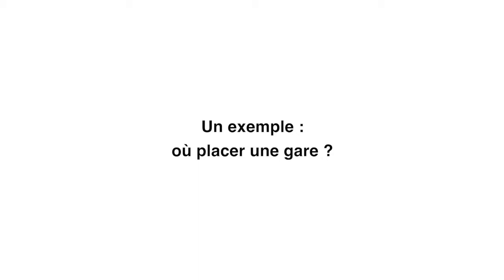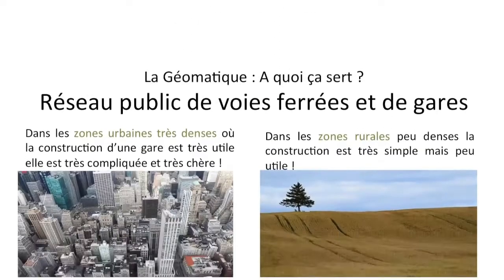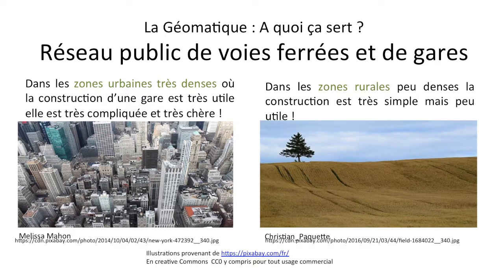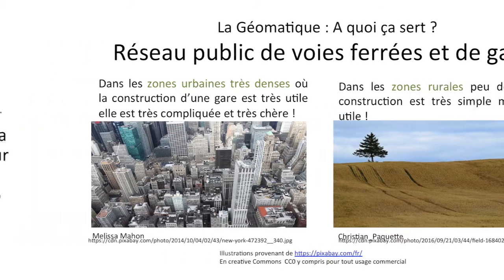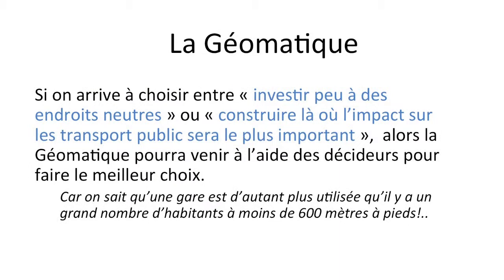The issue in urban areas is choosing the right spot for a train station. It can be chosen according to which area is most densely populated. In that case, of course, building a train station is very useful, but it is also very complicated and very expensive, very costly for public finances. On the other hand, in areas little or less constructed, like low-density rural areas, building is rather simple, not expensive, but generally not very useful, unless you want to urbanize new territories. So geomatics is useful if you manage to choose between investing in neutral areas or building where the impact on public transportation will be the most meaningful for the users, for the citizens.